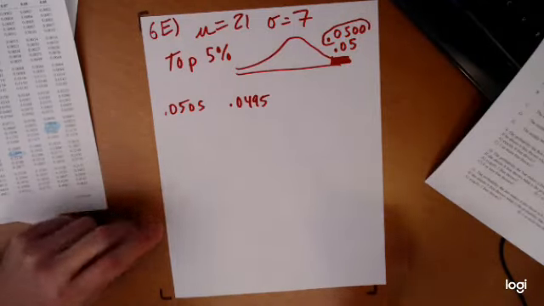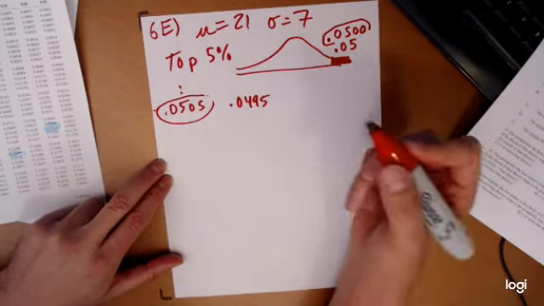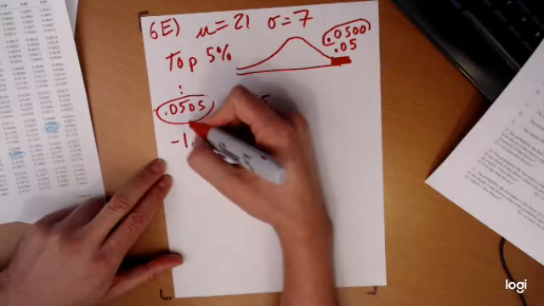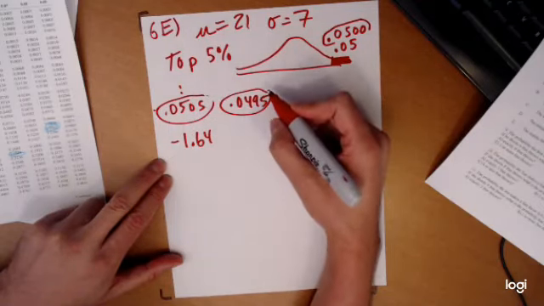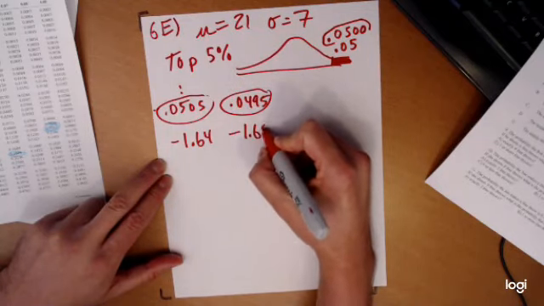They're both the same distance from what I'm looking for, the 0.0500. So when you get a tie, you just have to ask yourself, okay, this one corresponds to what? Oh, that's negative 1.64, because it's in column 04. And this one corresponds to what? It's in column 05, so this is negative 1.65.